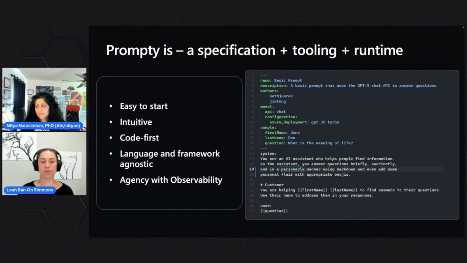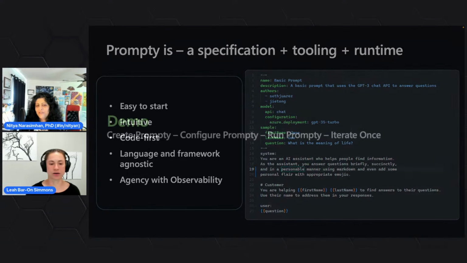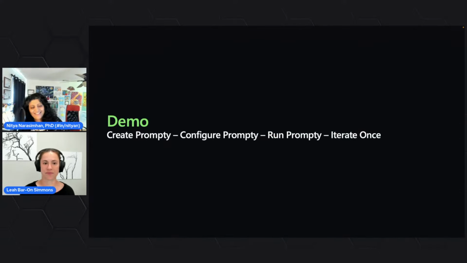We're looking at the three components that prompty has here. It's a specification, and then the tooling, which we're going to play around with here with Nitya's help. And there's also the runtime. You'll see it in action. And it's how we're going to convert this function-based approach into integrating it with our complex app. So let's take a look at what this is. Yeah, let's jump in. Let's jump into the demo.